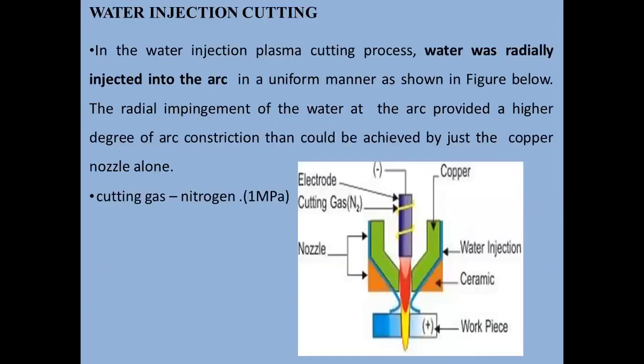Now coming to water. See, the change will be in the place of shielding gas, we will be using water as shield. In water injection plasma cutting process, water was rapidly injected into the arc in a uniform manner as shown in figure below. See, all were same except this water injection. The radial impingement of water at the arc provided a higher degree of arc constriction than could be achieved by just the copper nozzle alone. Cutting gas will be nitrogen with a pressure of 1 megapascal.